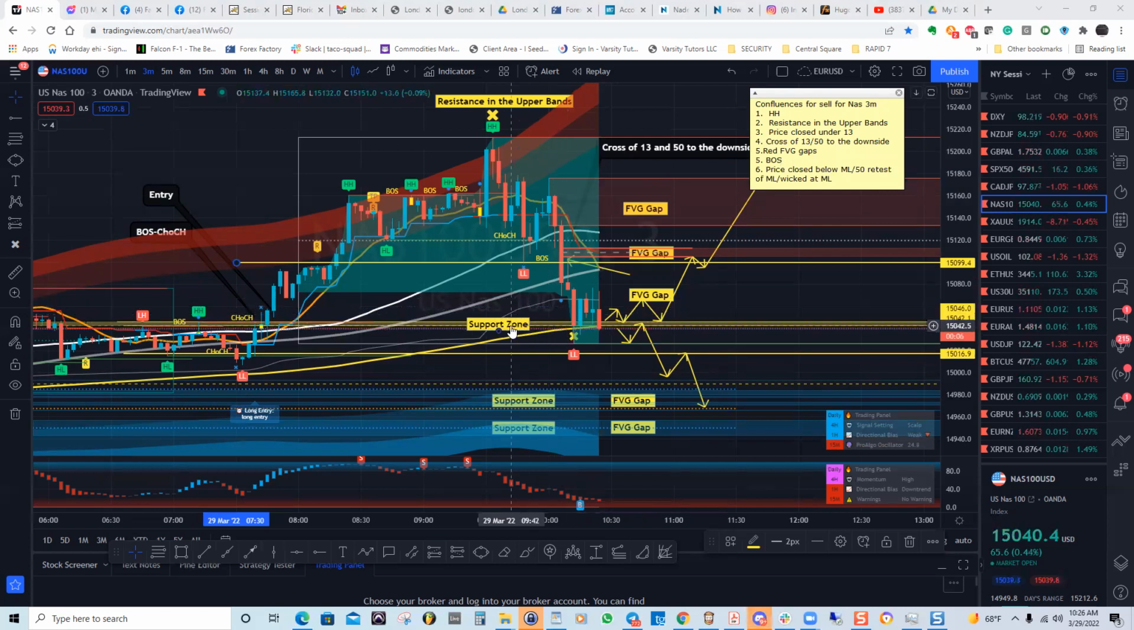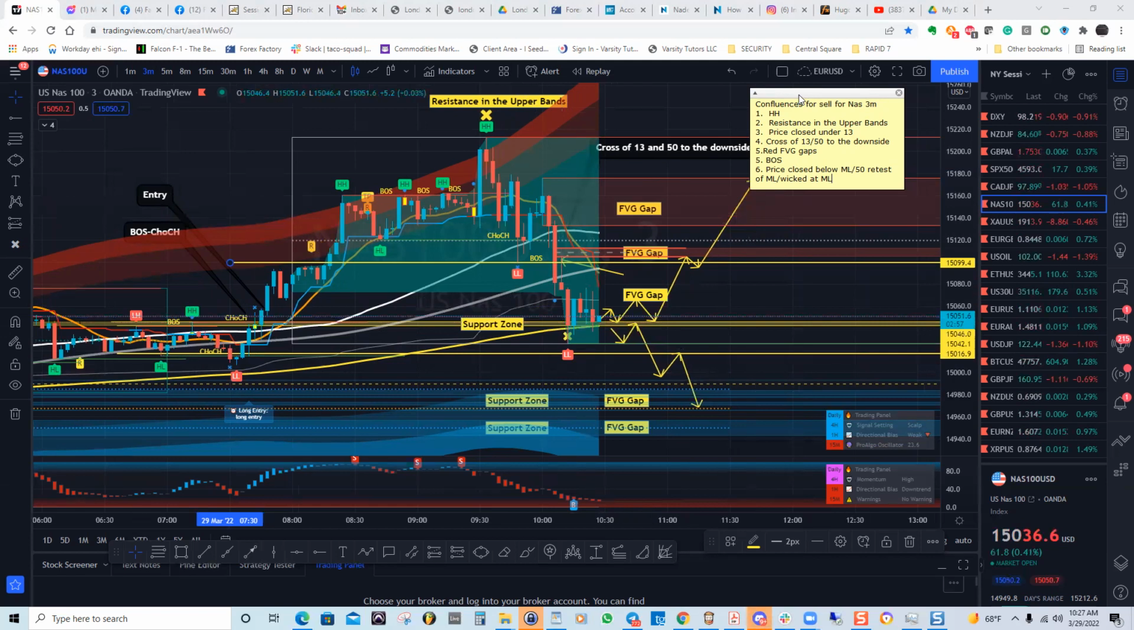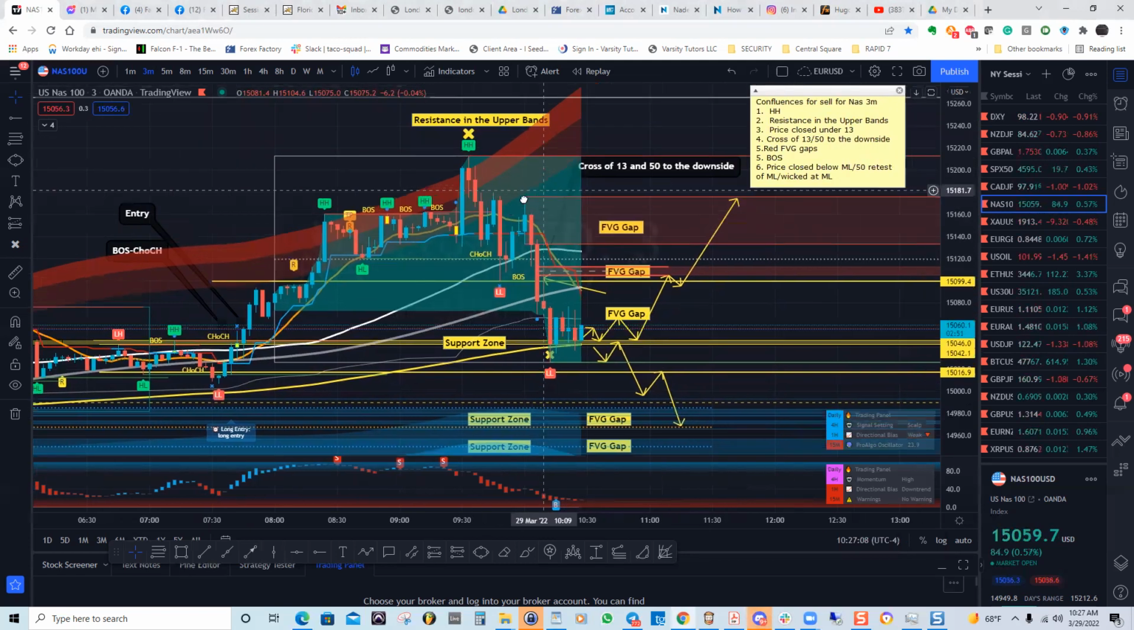Then it bounced on the support zone, and now it just printed a lower low here. So we should be taking this back up. This is the confluences for sell for non 3-minute right here. You got a little pullback here. So you could have gotten in the pullback right here.